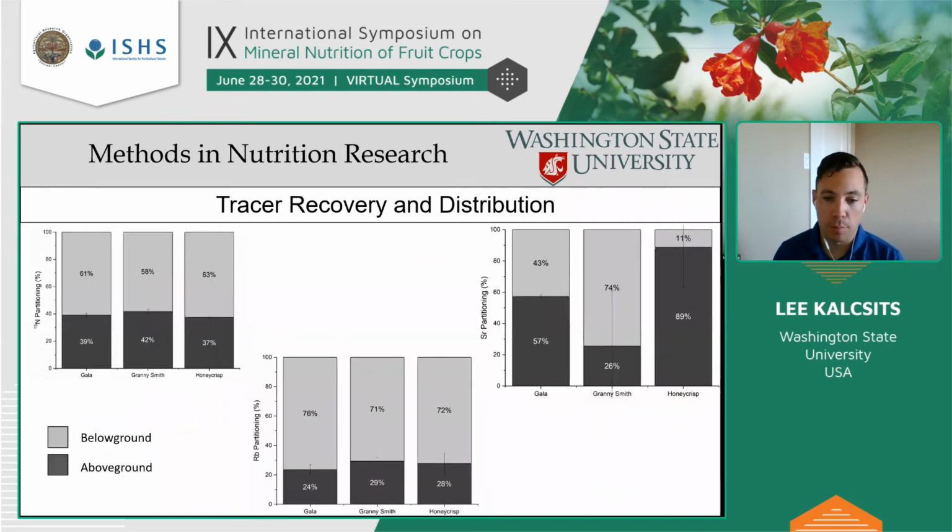We also see some slight differences between cultivars in tracer recovery and distribution. We see that for Granny Smith, there's more 15 nitrogen ending up in the above ground tissue compared to the roots. And for Granny Smith, for strontium, we see that there's actually much more staying in the roots. So there's variability among cultivars in tracer recovery and distribution when run with this multi-tracer experiment.